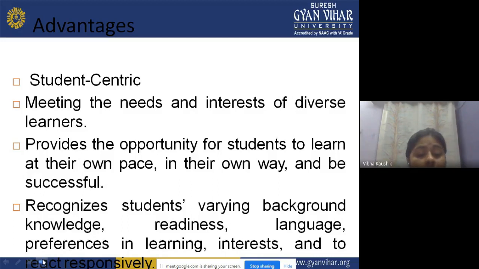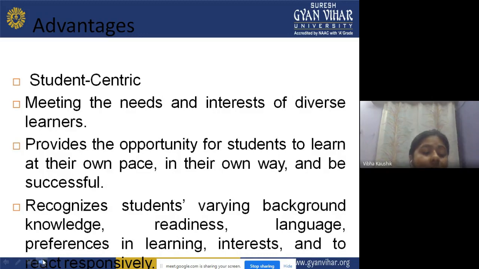So we have to recognize the specific interests of the particular student, and we react responsibly. We have to react on the basis of their background knowledge and readiness, whether you are ready to learn a concept or not. I say that I will take a class today at 12:30, but you are not ready to take the class at that time. Then what will happen? You will not learn in that class. So whether you are ready to learn any concept or content or not. Language preference: whether you want to learn in English or in Hindi. What is your preferred language? Interest: in which area do you have interest?